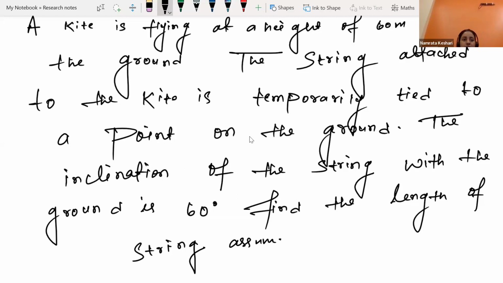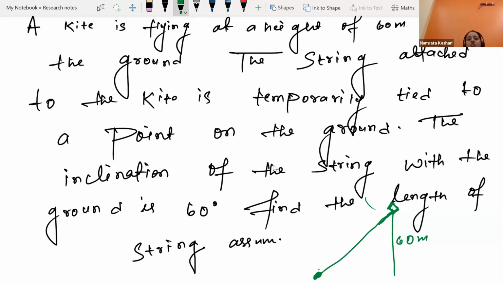So just a second. A kite is flying at a height of 60 meter above the ground. So from the ground it is 60 meter above. Here we have noticed there is a kite. This is not a tower, this is not a building, just a kite in the sky, and from the ground the height is 60 meter. Now it says that the string attached to the kite, there must be a string, is temporarily tied to a point on the ground.